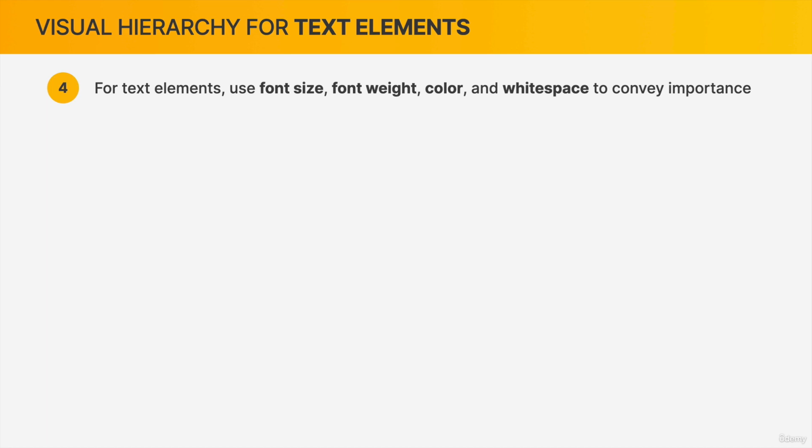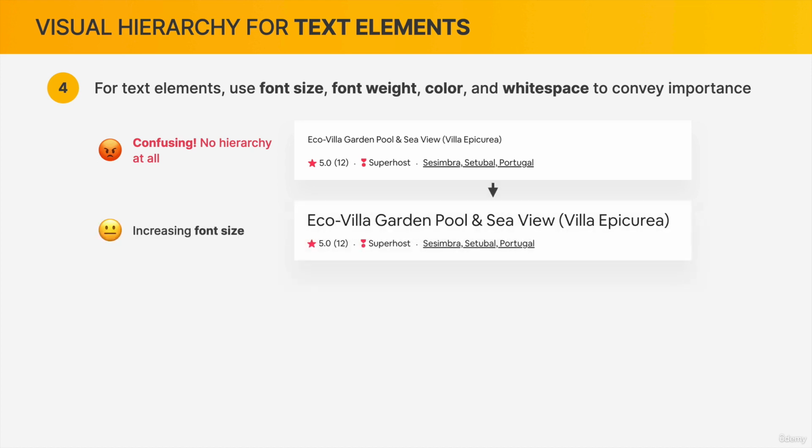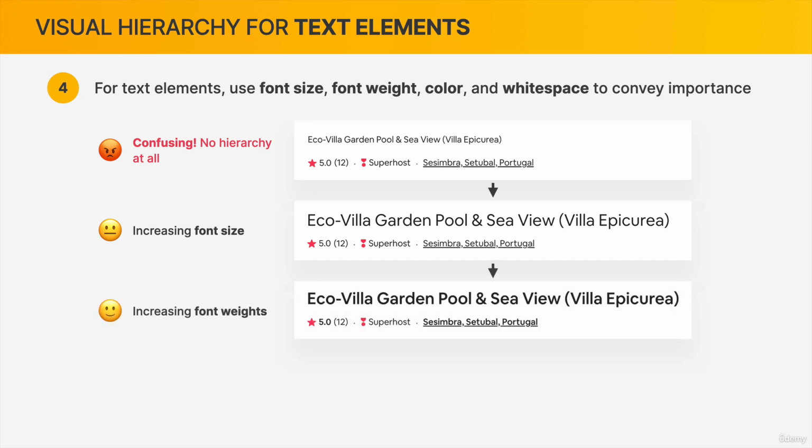And let's study again the example from the beginning. So at the very beginning, we have no hierarchy at all. All the text has the same size, the same weight and color. Only a little bit of white space has already been added. Now, as a first step of improving this, we can increase the font size a little bit on the title, which is the most important piece of content here. Next up, we can increase the font weight, for example, on the location, the heading again, and also the rating of 5.0. So this is looking quite nice already.